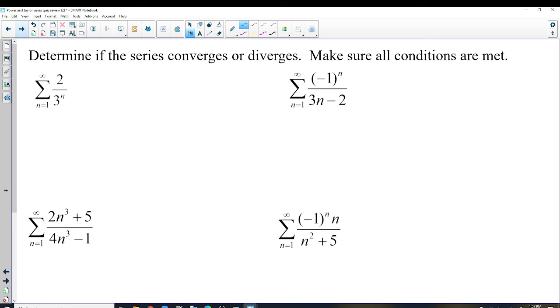Determine if the series converges or diverges. Make sure all conditions are met. This is geometric. R is equal to 1/3. Absolute value of 1/3 is less than 1. So converges by geometric series.